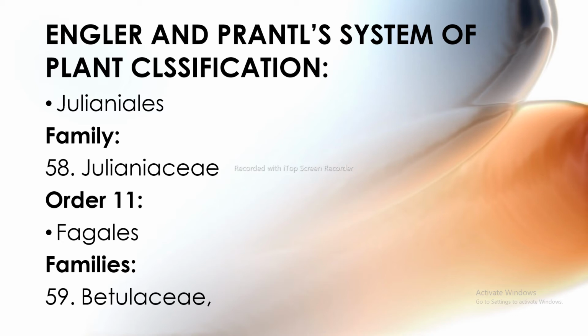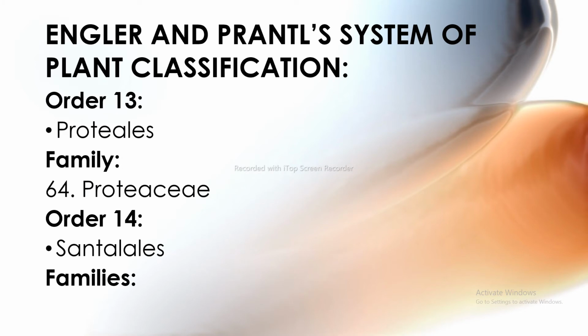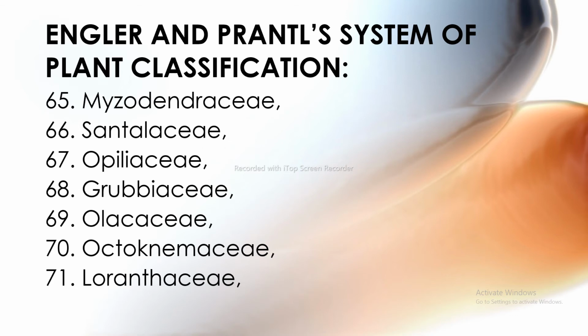Order 11 is Fagales, and families are Betulaceae and Fagaceae. Order 12 is Urticales. Includes the family Ulmaceae, Moraceae, Urticaceae. Order 13 is Proteales. Includes the family Proteaceae. Order 14 is Santalales, includes the family Myzodendraceae, Santalaceae, Opiliaceae, Grubbiaceae, Olacaceae.